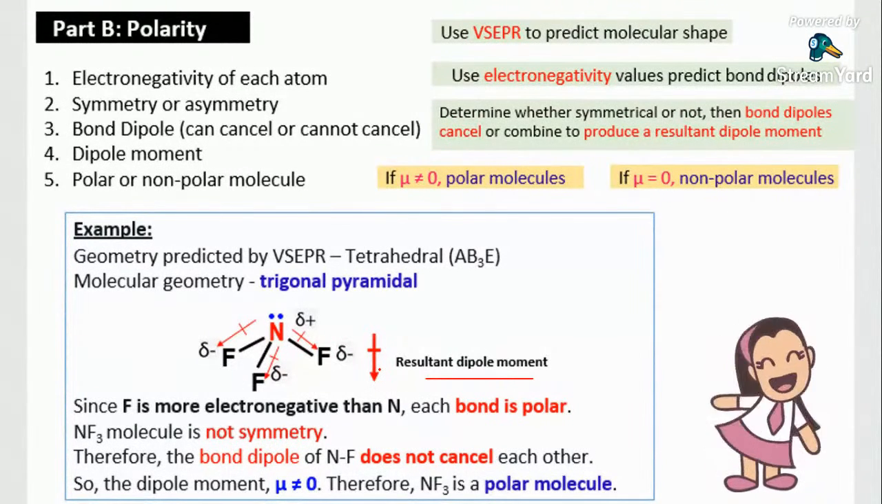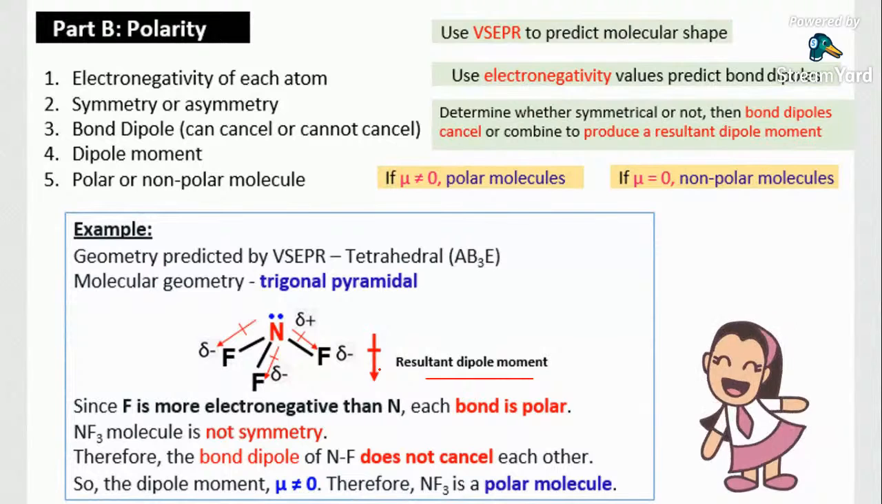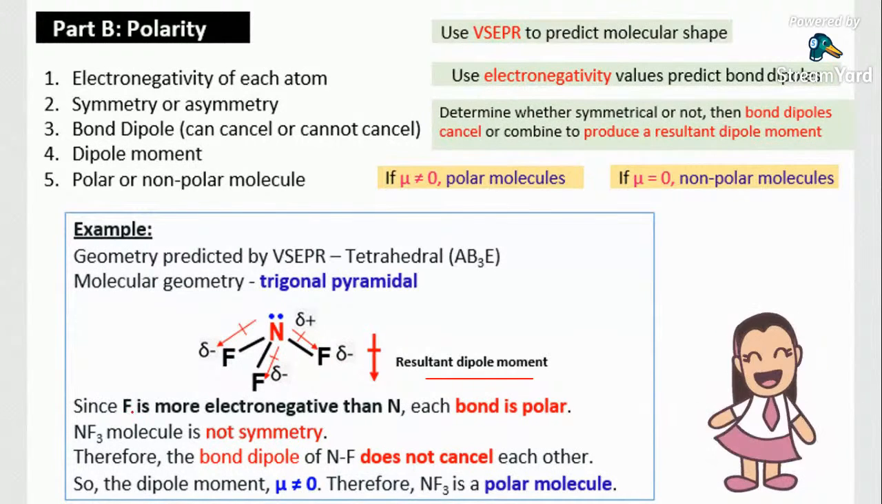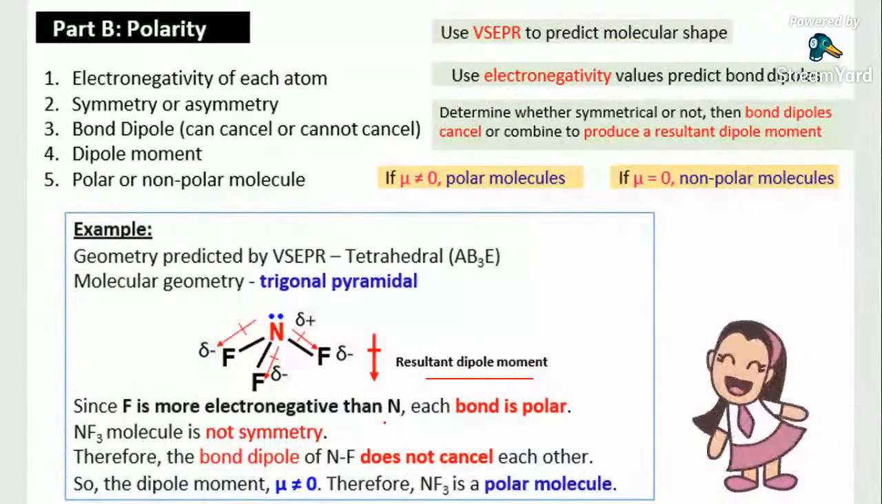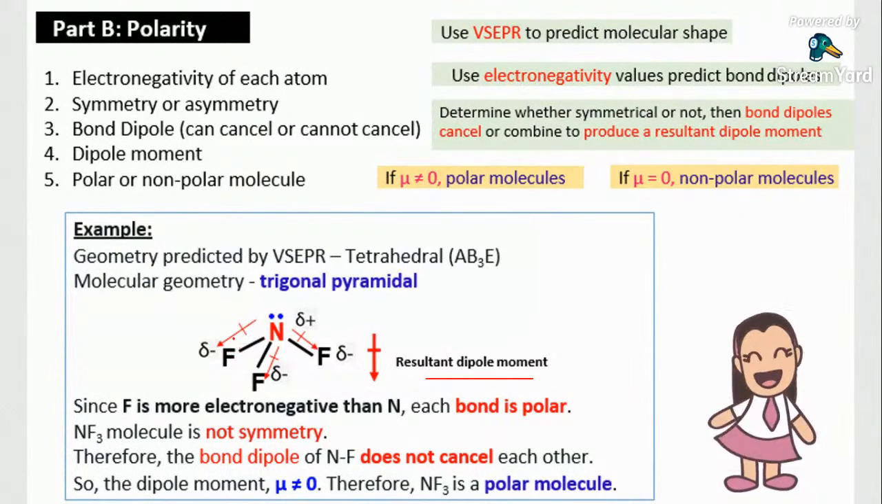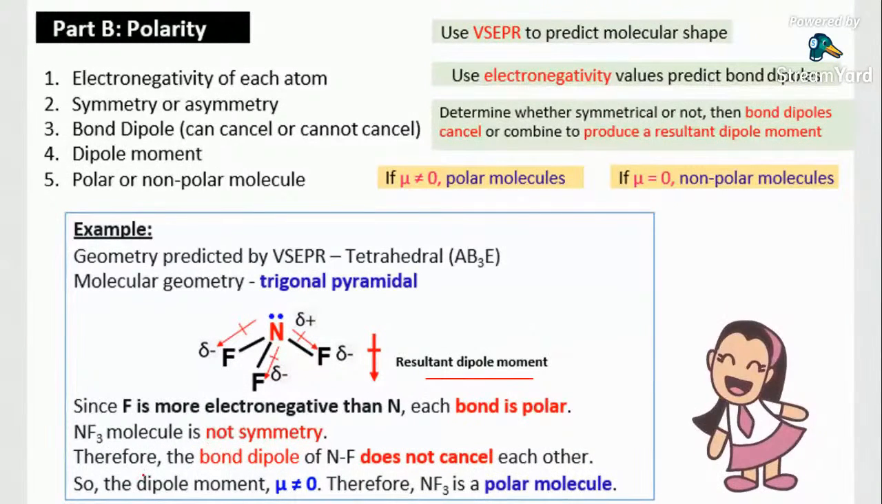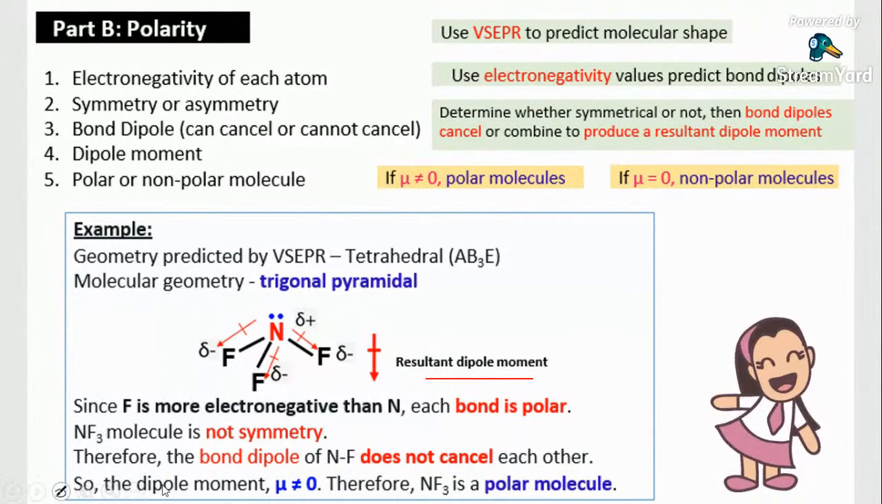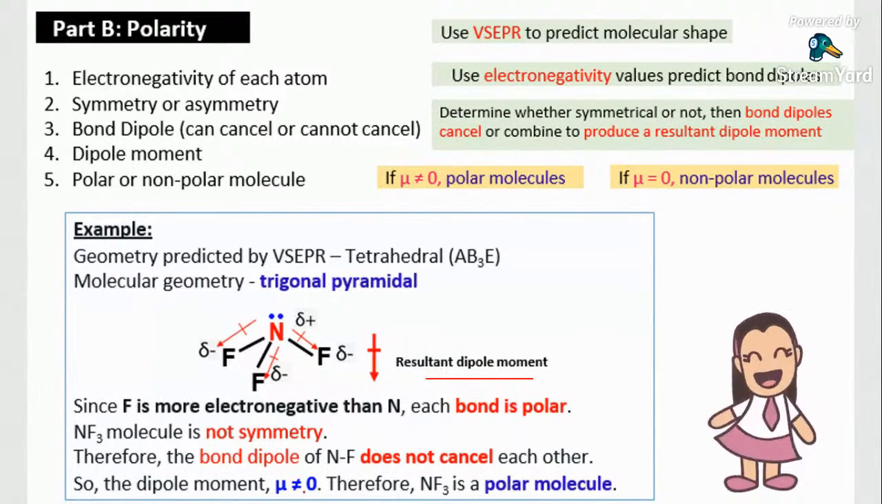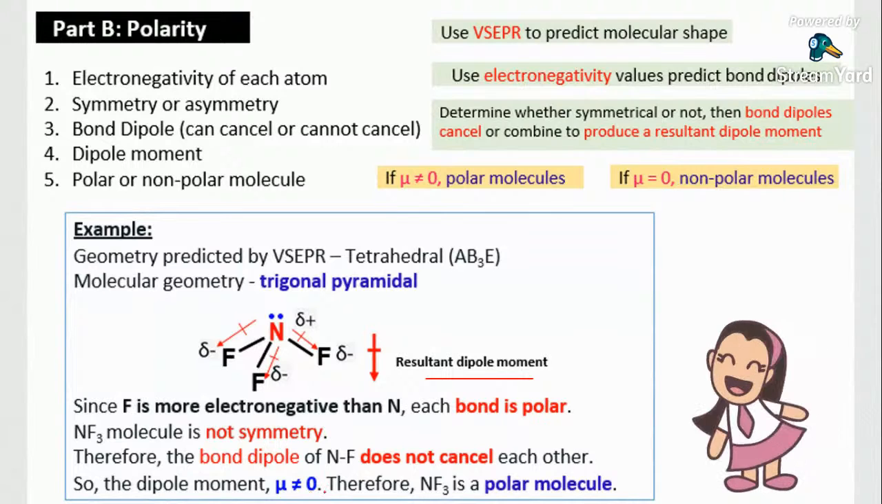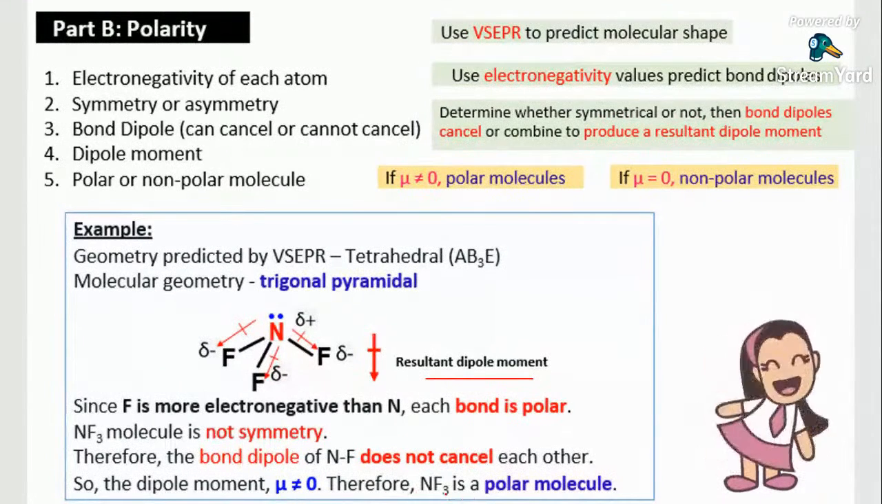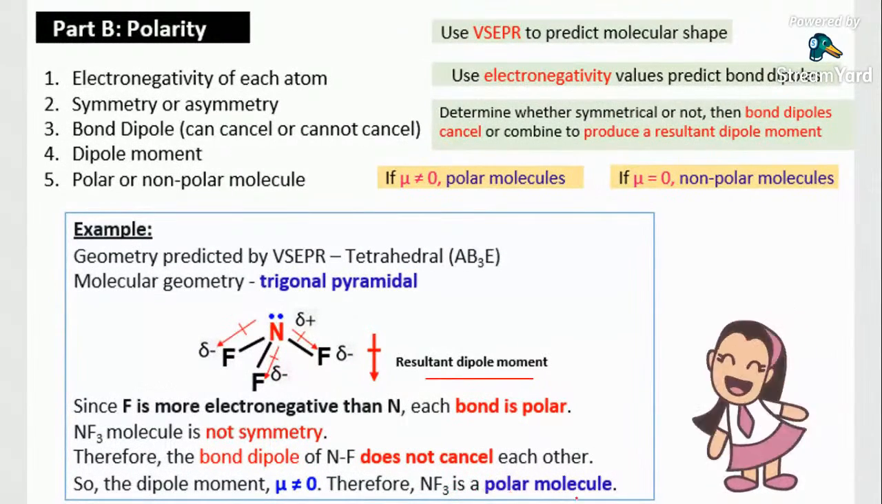But if you answer the essay question, you have to mention that fluorine is more electronegative than nitrogen. Each bond is polar because of the different electronegativity over here. At the same time, this one is asymmetry. So the bond dipole of NF does not cancel each other. So dipole moment mu is not equal to 0. Therefore, NF3 is a polar molecule.